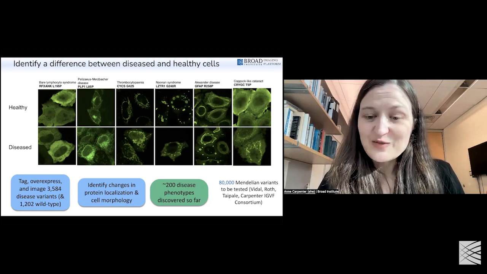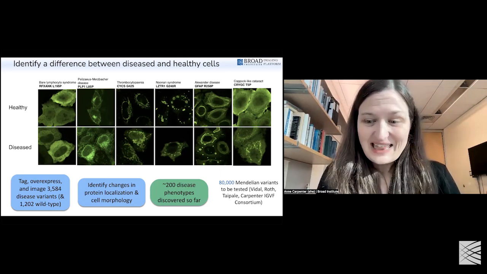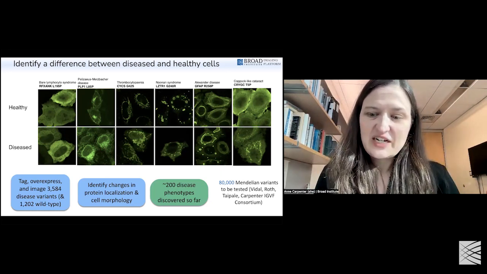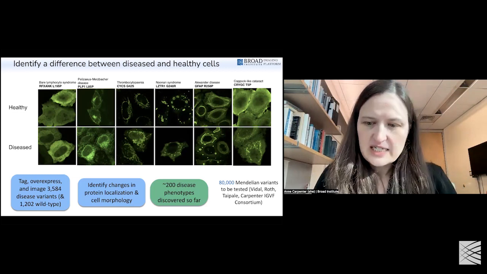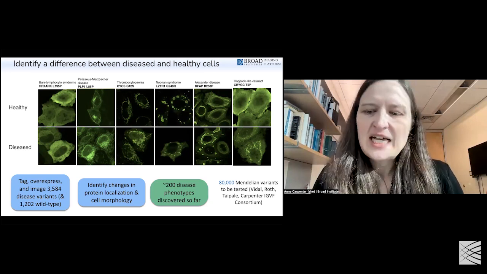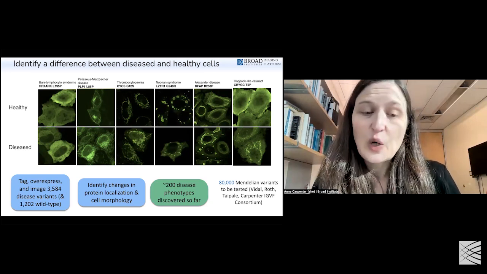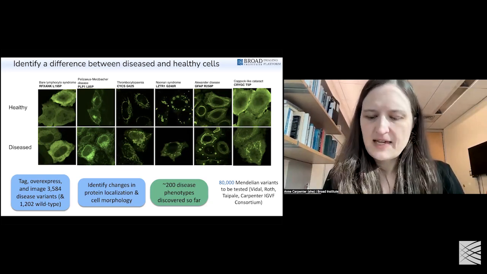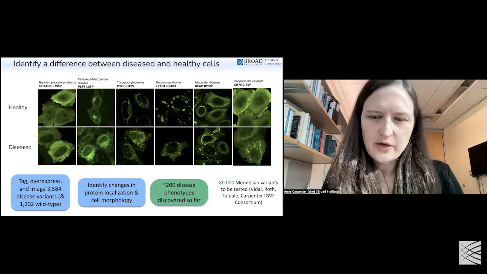So the really exciting thing is we're going to be doing 80,000 of these variants in an IGVF consortium project. There are 2 IGVFs happening at the Broad, 2 different centers. This particular one is testing 80,000 coding variants, and that work is just getting going.